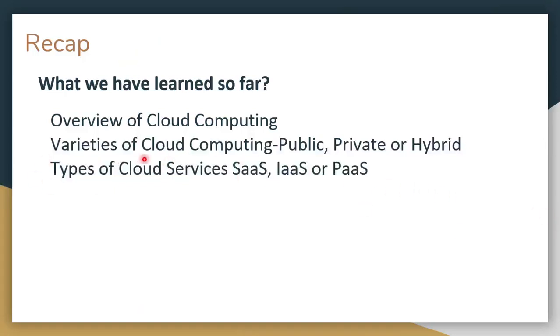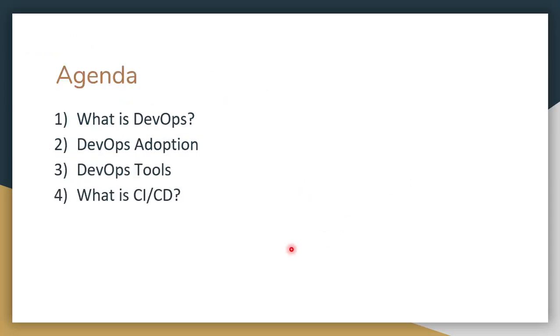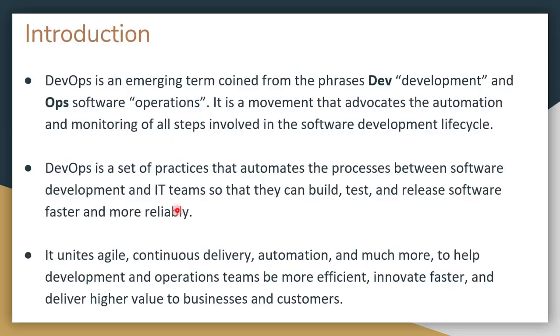Just to recap what we have learned so far, we had our overview of cloud computing. We explored the varieties of cloud computing, including public, private, and/or hybrid. And we explored the types of cloud computing services, such as software as a service, infrastructure as a service, and platform as a service. The agenda for this session: we're going to look at what is DevOps, DevOps adoption, DevOps tools, and what is CI/CD, or continuous integration and continuous deployment.